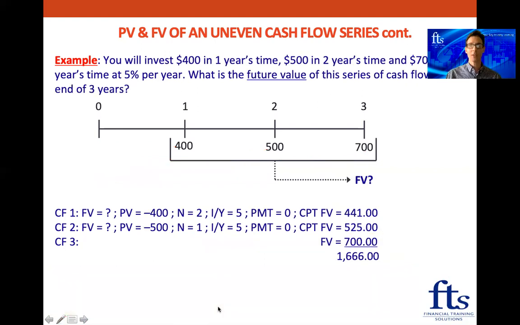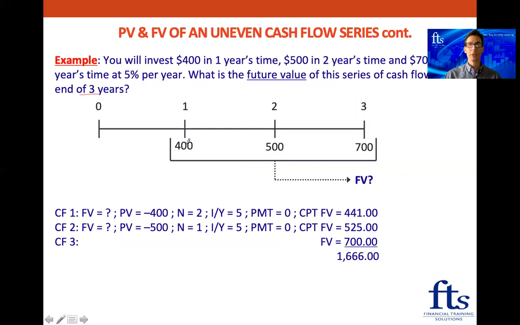Right, and then lastly, let's try this one. So you will invest $400 in 1 year's time, then $500 in 2 years' time, and then $700 in 3 years' time at 5% per year. So what is the future value of this series of cash flows at the end of 3 years?